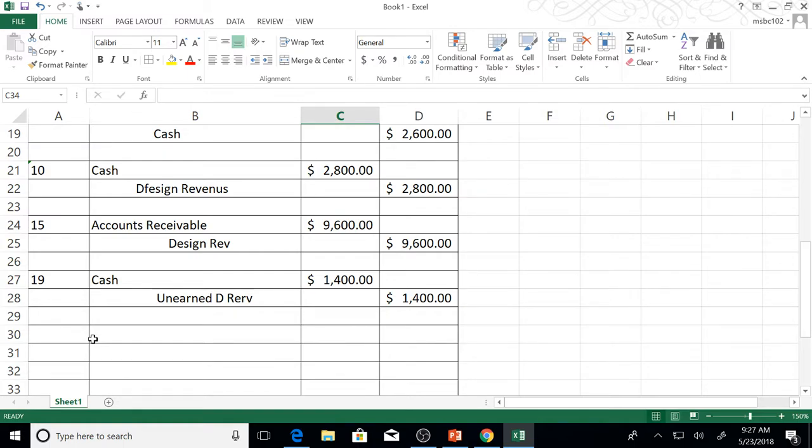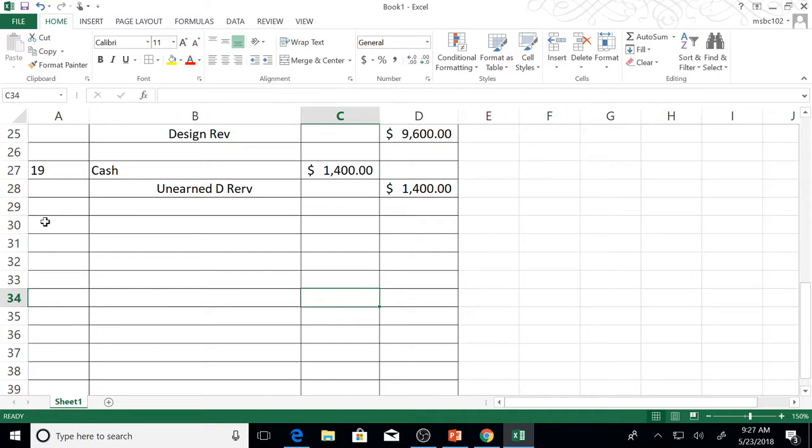On July 22nd, they received $5,000 cash from a customer previously billed on the 15th. Design Studio received $5,000 cash from a customer previously billed. What does that mean? The person they already charged for the service hadn't paid, and now they are collecting some of it. So what are the two accounts? Cash and accounts receivable. Yes.